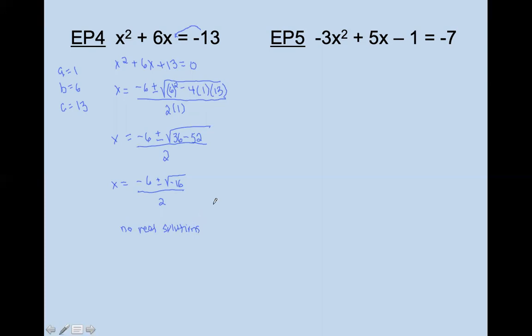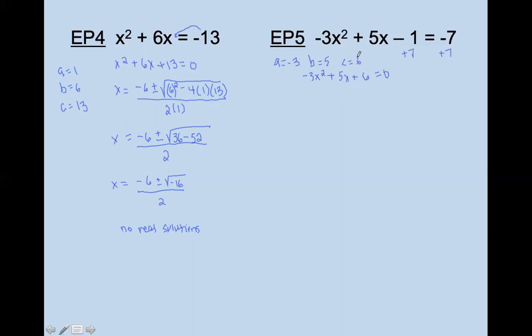All right, let's look at extra practice number 5. Again, rule number 1, get it in standard form. So I'm going to start by adding 7 to both sides. So now I have -3x squared plus 5x. And here I have -1 plus 7 would give me a +6. And on the other side, I have 0. That's what I want. All right, so we're going to identify a, b, and c. Our a this time is -3. Our b is a +5. And our c is 6.